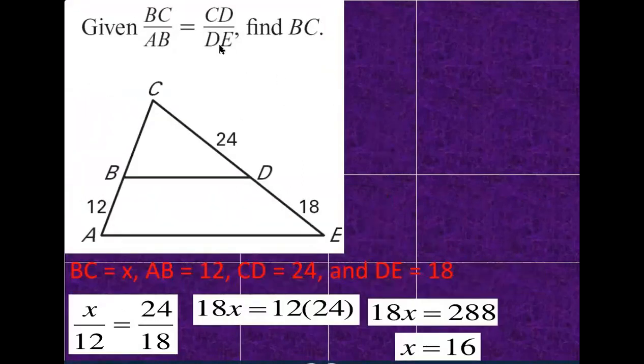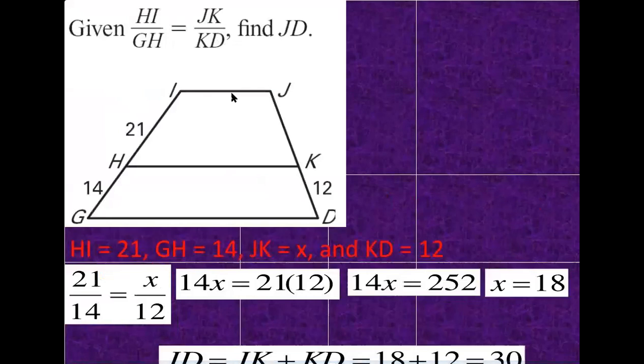The same, BC over AB equals CD over DE. In this question, he's looking for BC. So where is BC? BC is a part. Then we will substitute in the ratio and find the answer the same way.